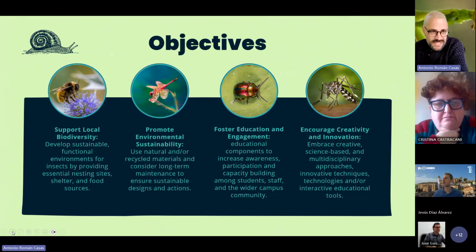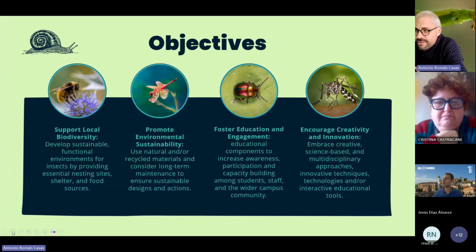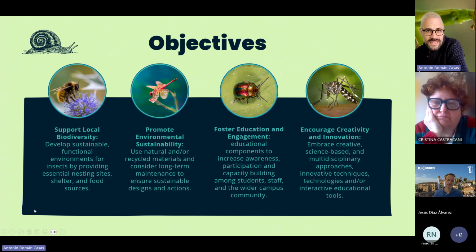Very quickly, the main objectives of the INSECTOPIA initiative are again to support local biodiversity, promote environmental sustainability, and, a very important aspect since we are in a higher education alliance, foster education and engagement. The main aim of INSECTOPIA is to share science-based knowledge and to create pedagogical tools that will be useful for university students, staff, researchers, and anyone. And last but not least, we would like to encourage creativity and innovation, again with a science-based and multidisciplinary approach, so we can also implement innovative techniques.